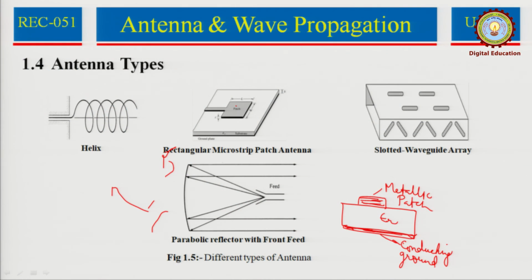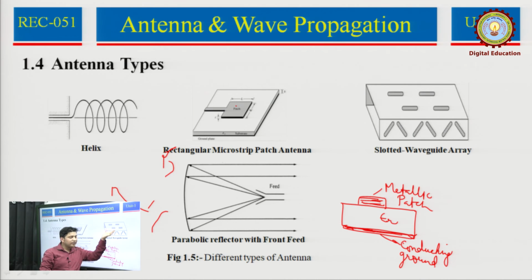And this is a slotted waveguide array. These are different slots, each cut or removed from the waveguide. So, it is termed a slotted waveguide antenna.